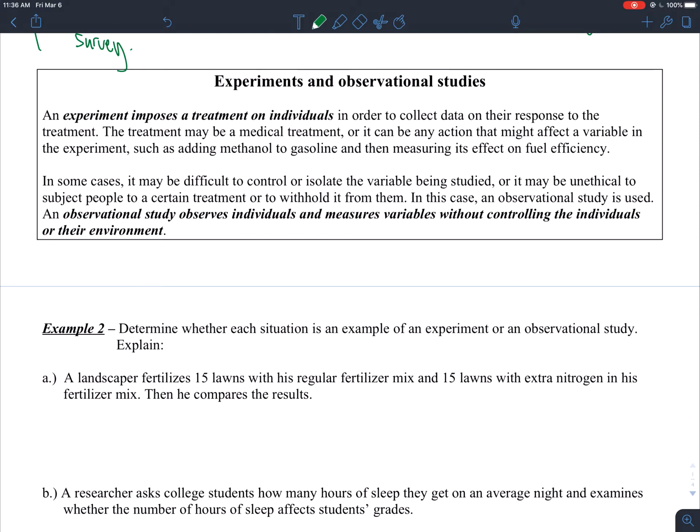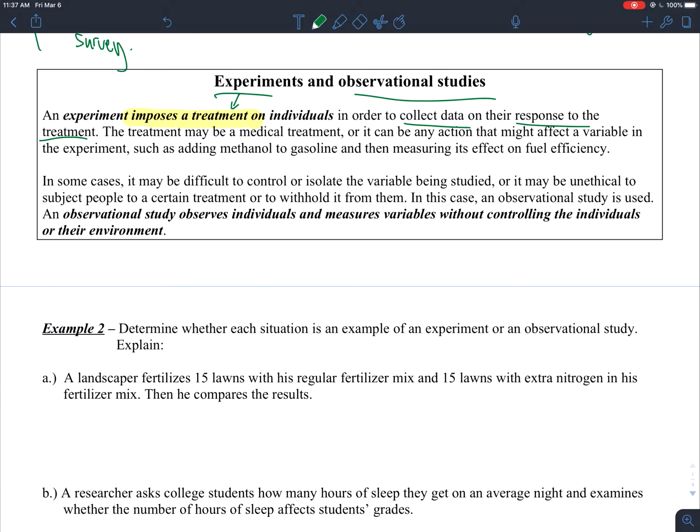And then we want to talk about the difference between experiments and observational studies. So one very easy thing that you can think of to distinguish the two is the treatment, okay? Experiments impose treatment. So that's the simple, short answer. What's the difference between an observational study and an experiment? An experiment imposes a treatment. And then you collect data on the response to the treatment.